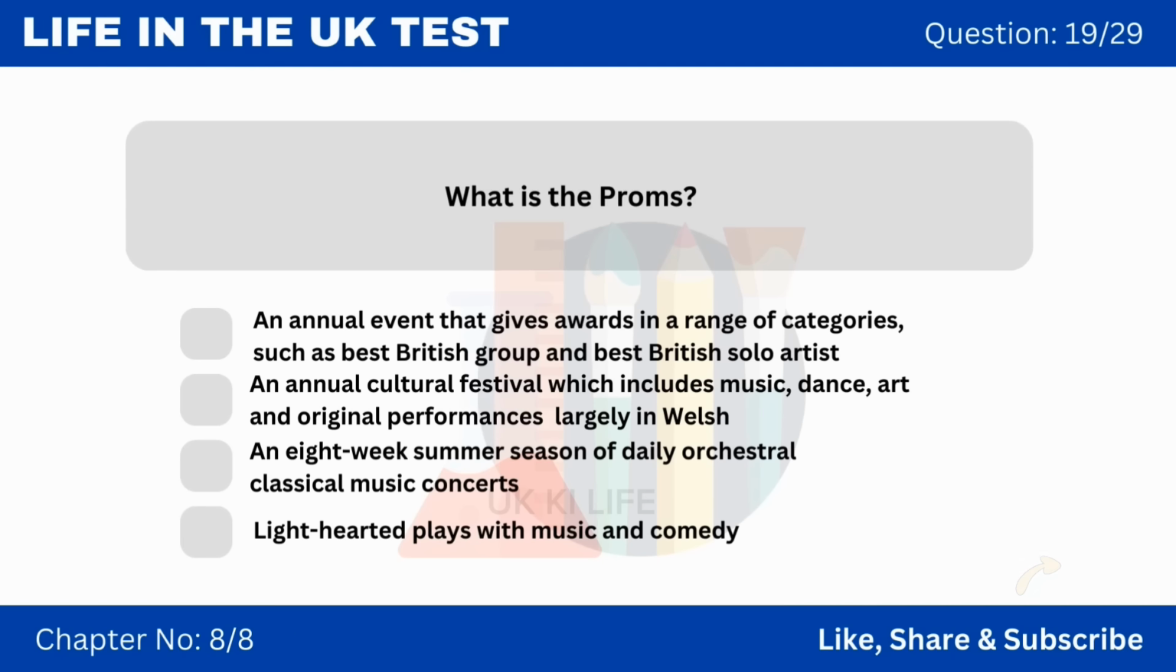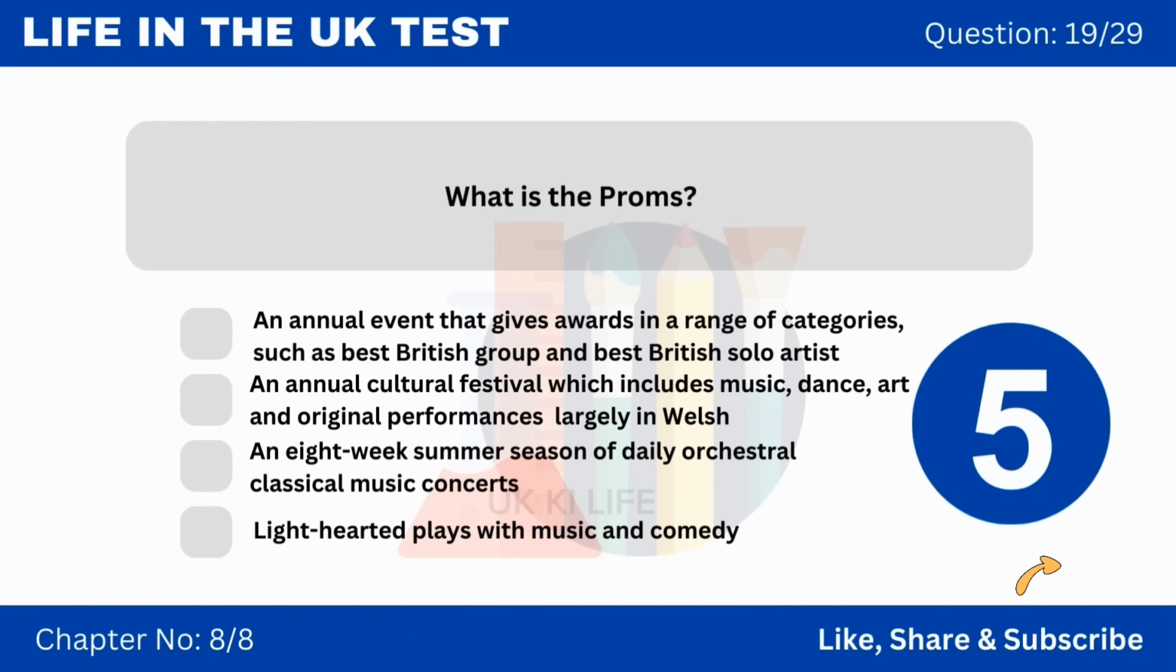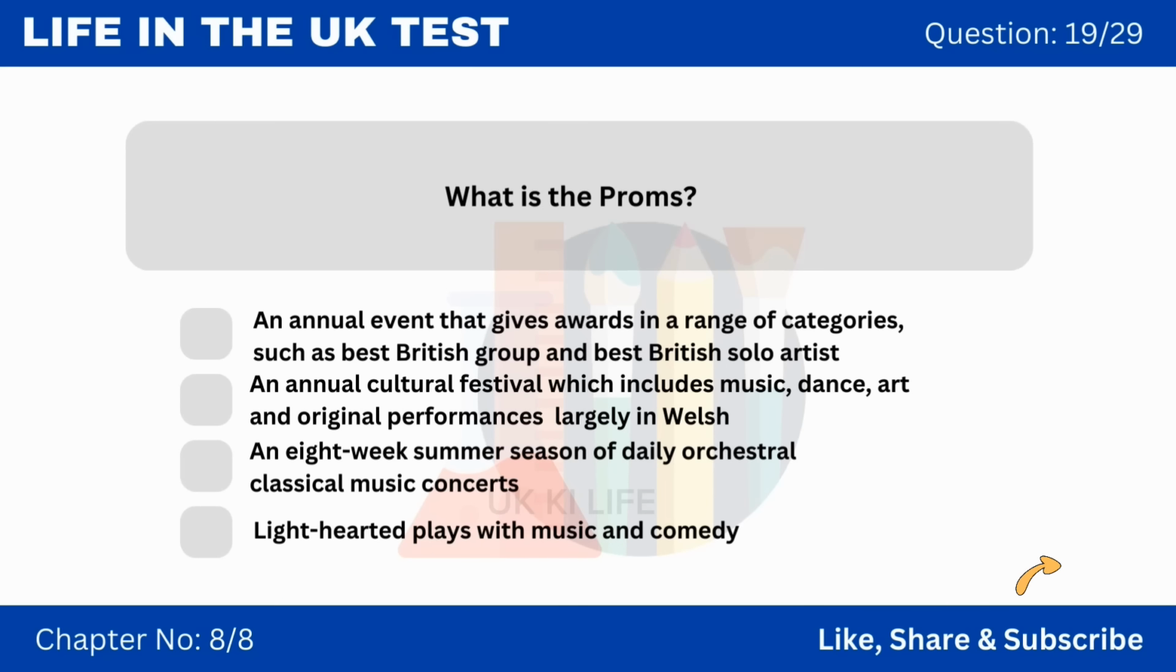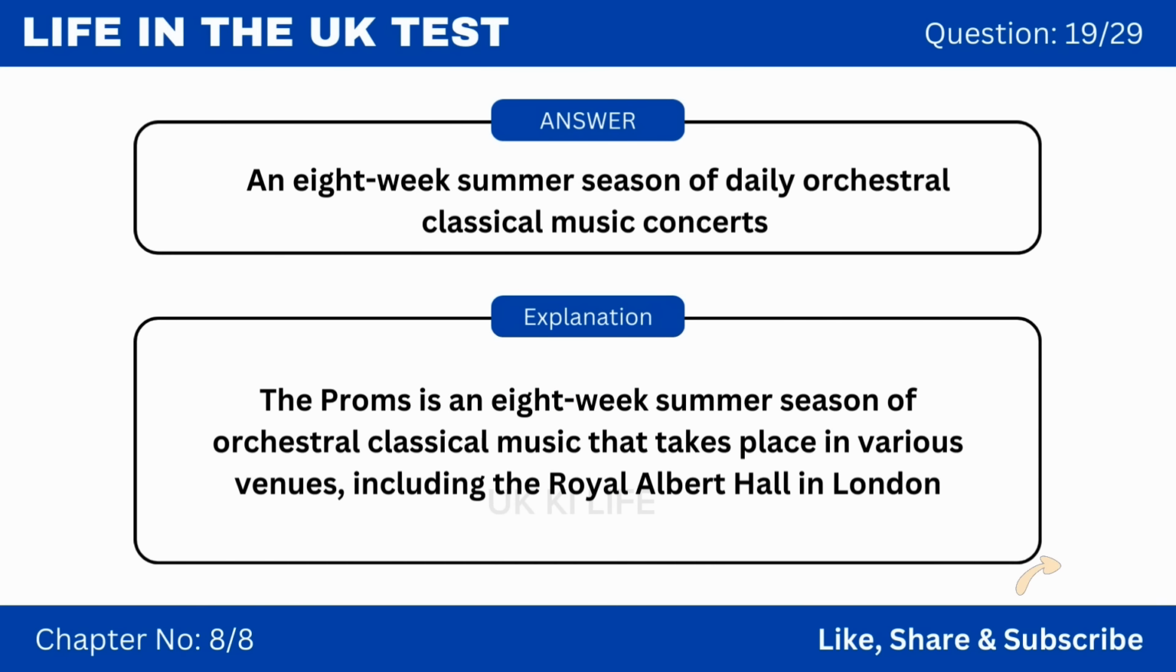An annual event that gives awards in a range of categories, such as Best British Group and Best British Solo Artist. An annual cultural festival which includes music, dance, art and original performances, largely in Welsh. An 8-week summer season of daily orchestral classical music concerts. Light-hearted plays with music and comedy. The correct option is C. Explanation. The Proms is an 8-week summer season of orchestral classical music that takes place in various venues, including the Royal Albert Hall in London.